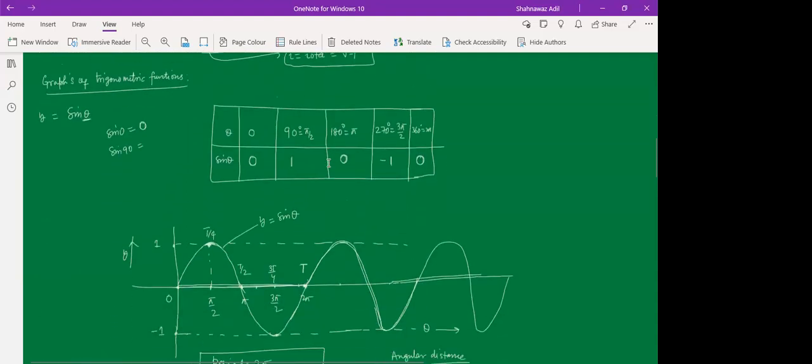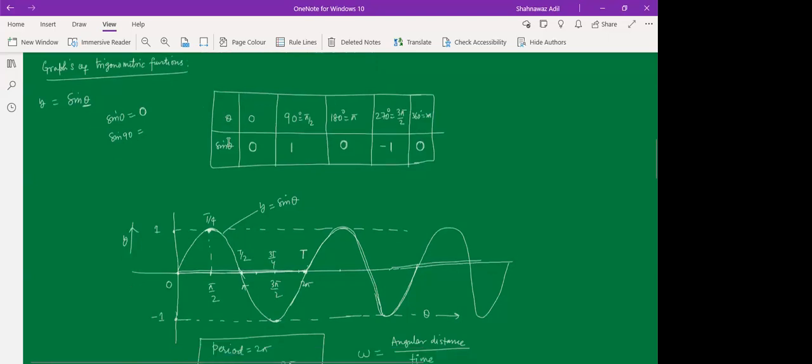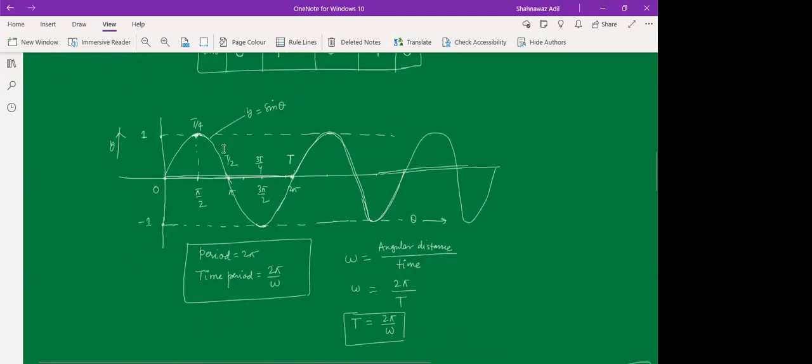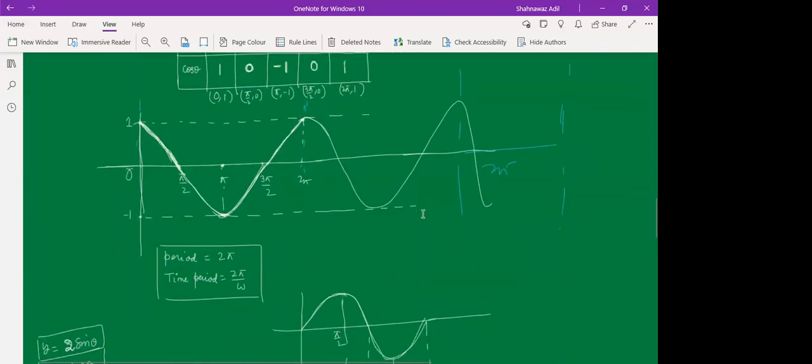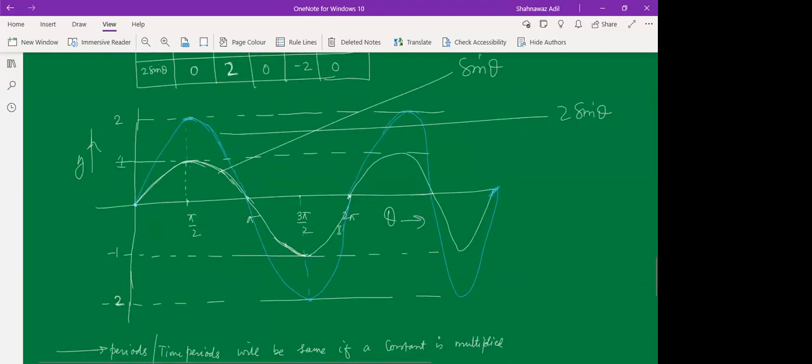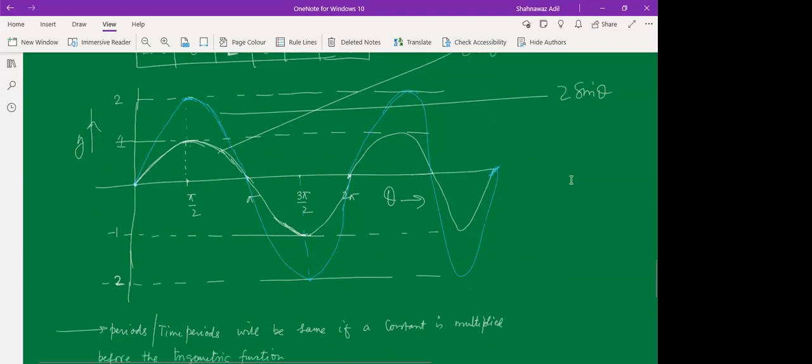The periodic functions, and we also saw the graph of these kinds of functions, right? So if we multiply some constant to the trigonometric function, then what happens to that? Its amplitude gets increased, right? So when you multiply the coefficient before the trigonometric function, it's only the amplitude that would be increased, right?